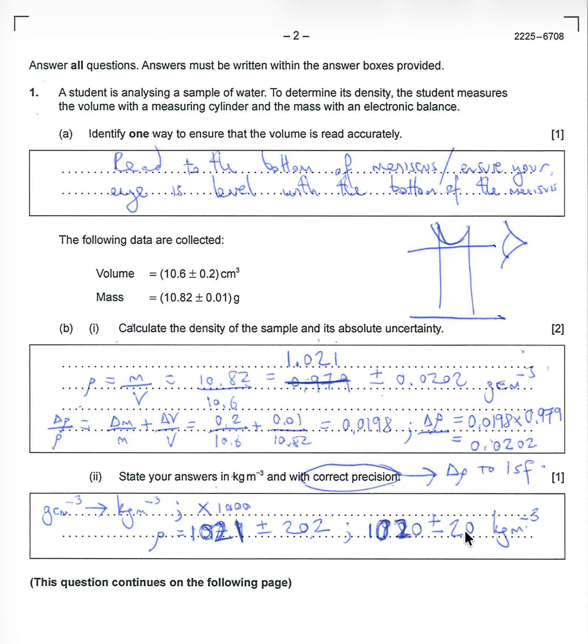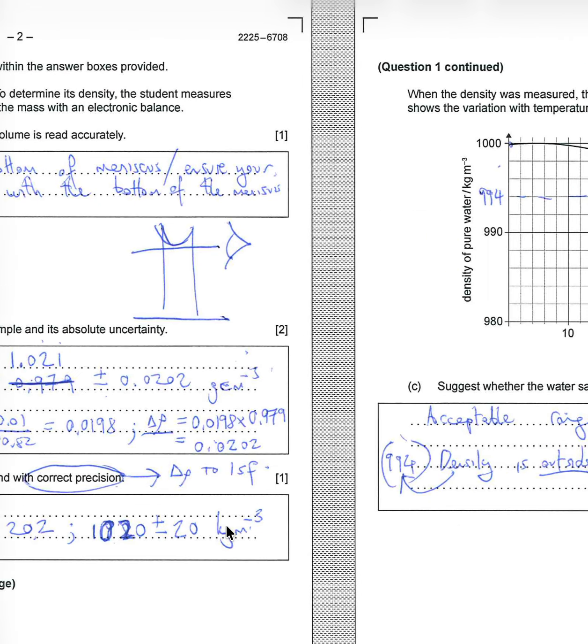We're then going to reverse engineer our value from 1021 to 1020 because the uncertainty's leading digit has to be the least significant digit here, so everything afterwards becomes insignificant and it's rounded to 0. So we end up with 1020 plus or minus 20. So notice again there, we're turning our delta rho into one significant figure and then correcting our value of the density accordingly. We're then going to use that value.